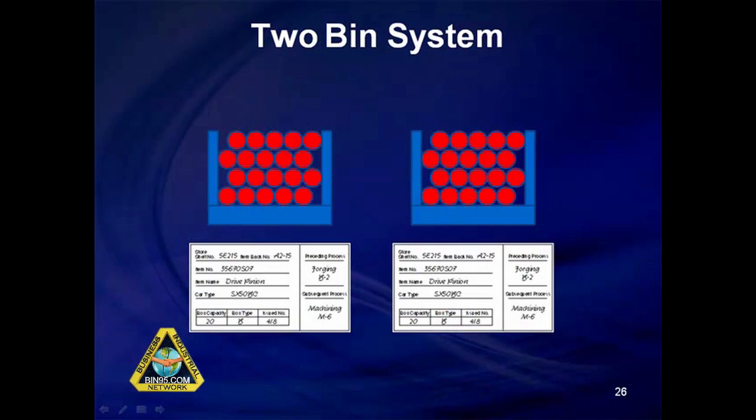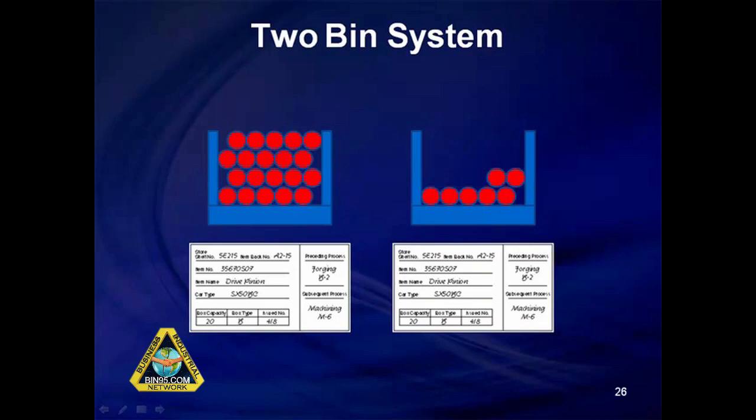A typical Kanban signal is an empty container designed to hold a standard quantity of material or parts. A 2-bin Kanban system is a popular Kanban. In principle, it provides a mechanism for stock reordering.